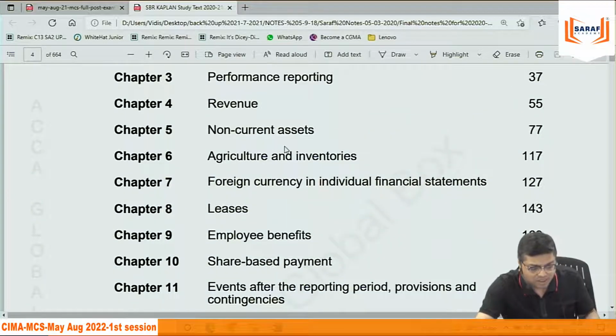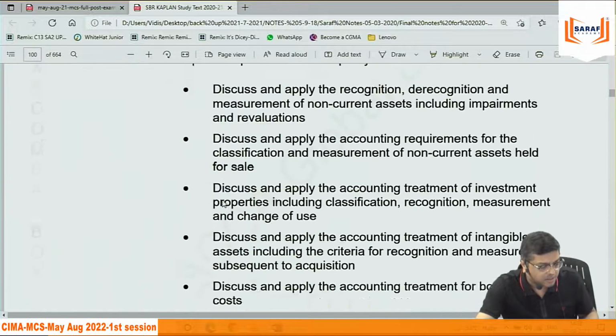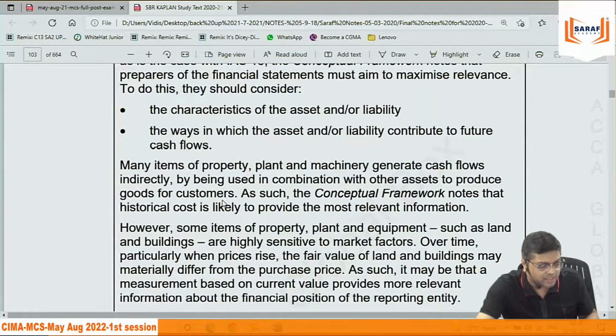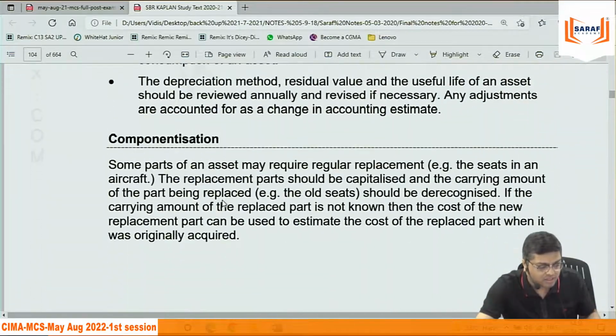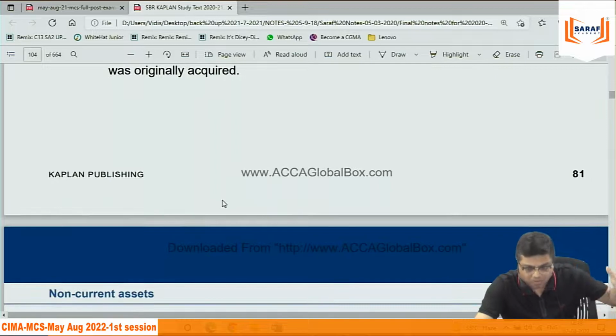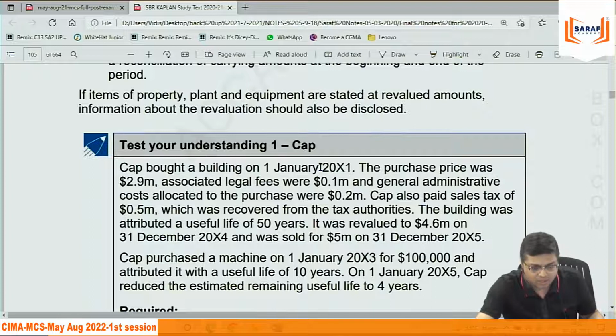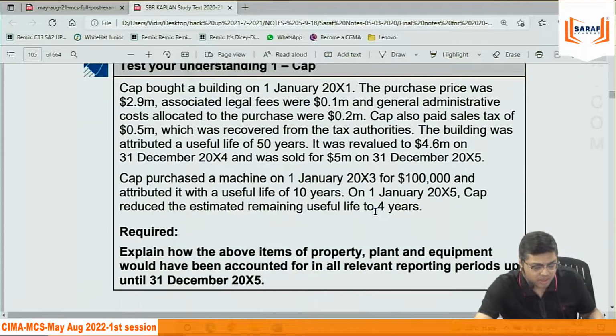Suppose we discuss this non-current assets. In the class we are already in the leasing chapter, non-current assets, page 77, going into 100. This is the non-current asset chapter. In this, IFRS 16 is there, which we discussed first, before that we discussed just the format basically. Now this is one test, you are understanding one question. It is not a numerical question. It is not focusing on calculations.